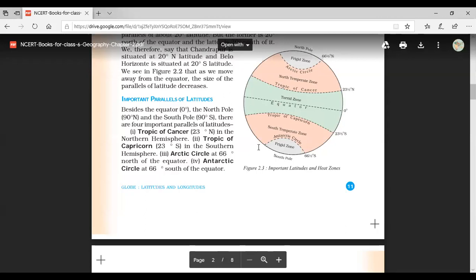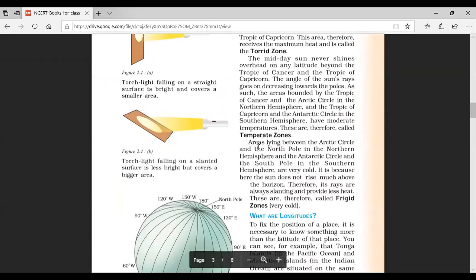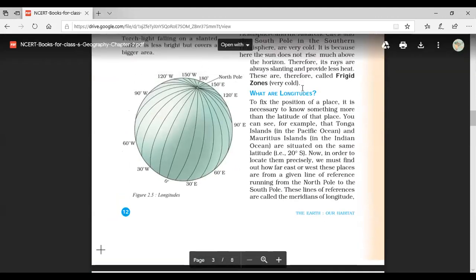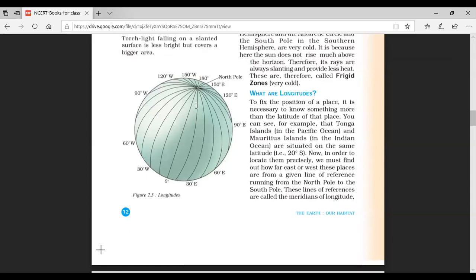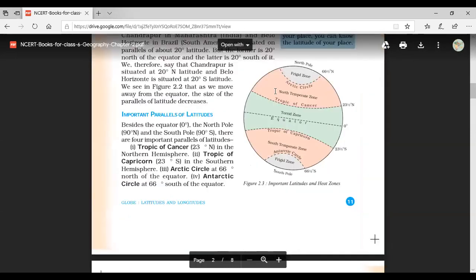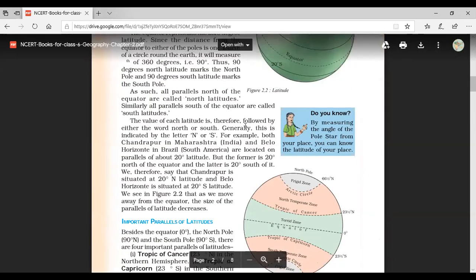So as I've explained all these zones, let's come on to the longitudes. What are the longitudes? Longitudes are the vertical lines stretched from the North Pole to the South Pole. These lines run from north to south, while my latitudes run from west to east.